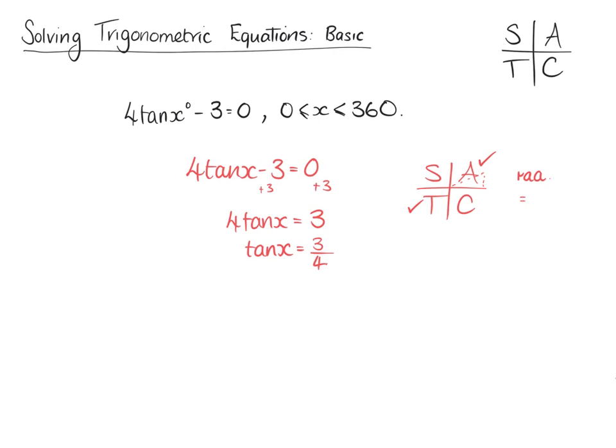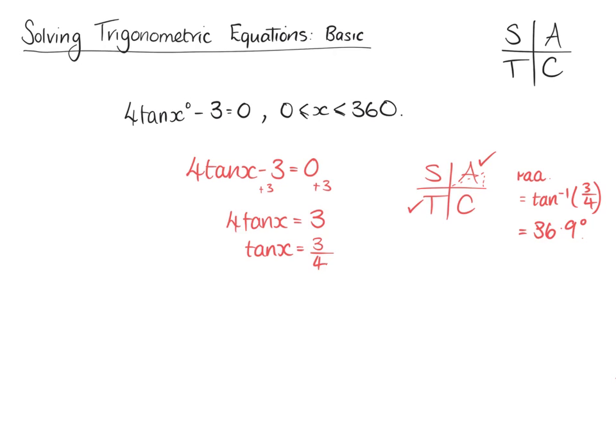Okay, so relative acute angle is going to be the inverse tan of 3/4, and for the relative acute angle you're always putting in the positive into your calculator. It doesn't matter what you're doing, it's always the positive of it. So when we do that, we're going to get 36.9 when we round. So 36.9 degrees.